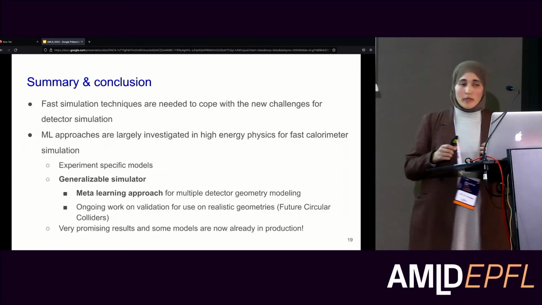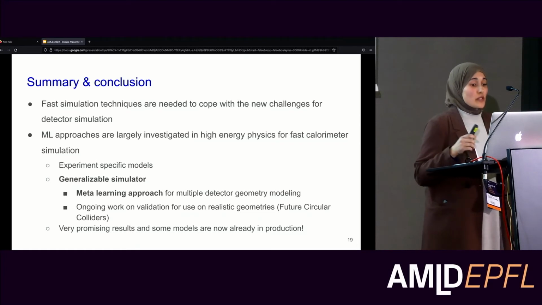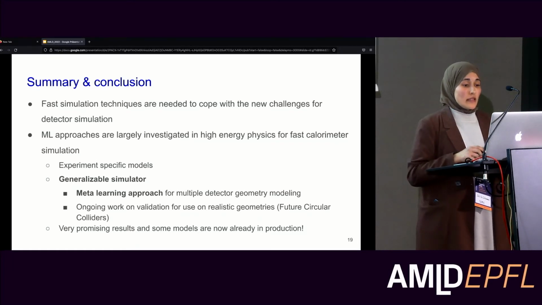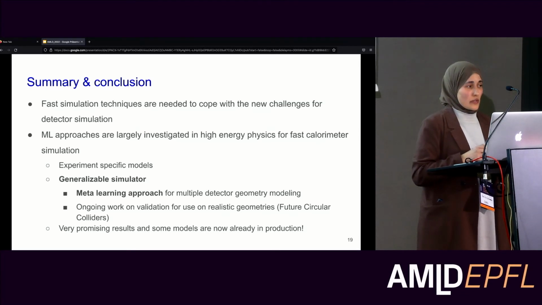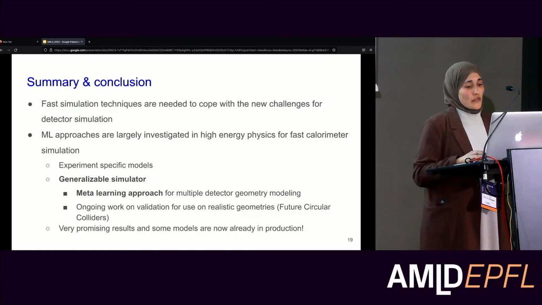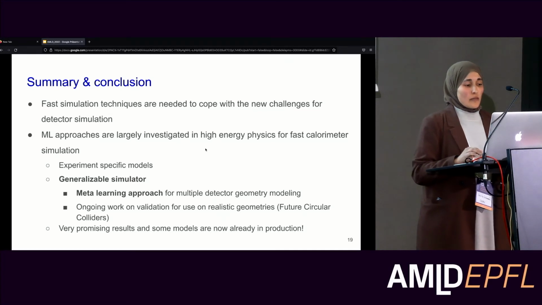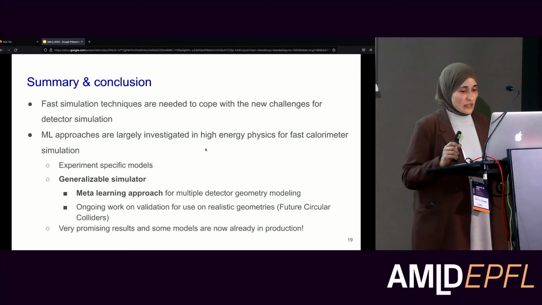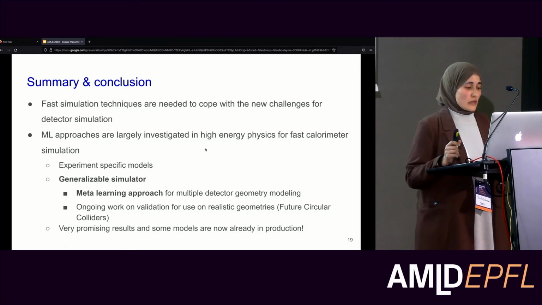So this brings me to my conclusion. So the fast simulation techniques are needed to cope with the new challenges for the detector simulation, and more specifically for the calorimeter subdetector, because this is the task that takes most of our CPU, and machine learning approaches are largely investigated in high energy physics for fast calorimeter simulation.